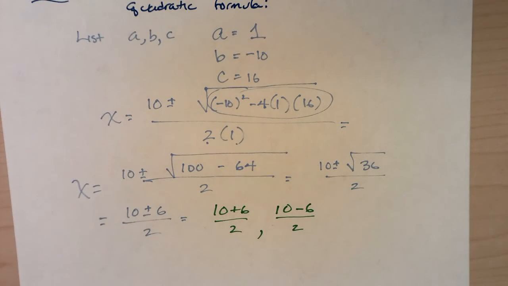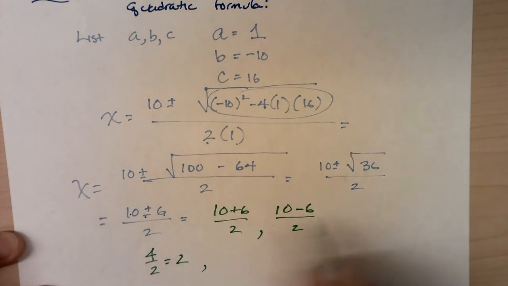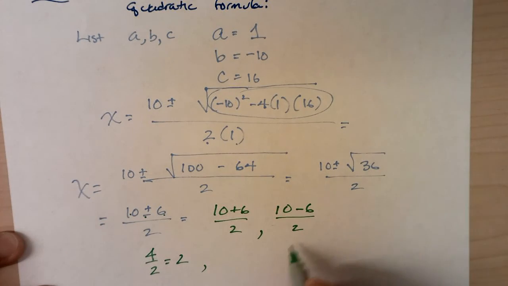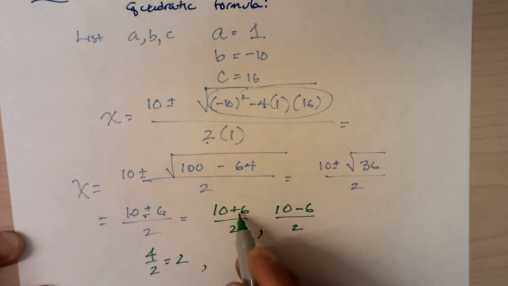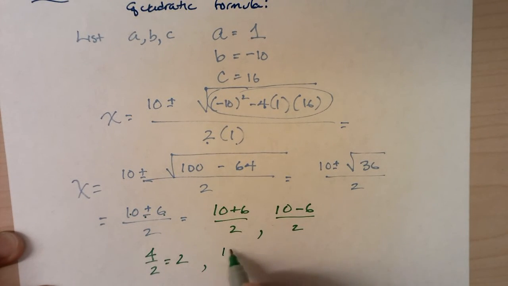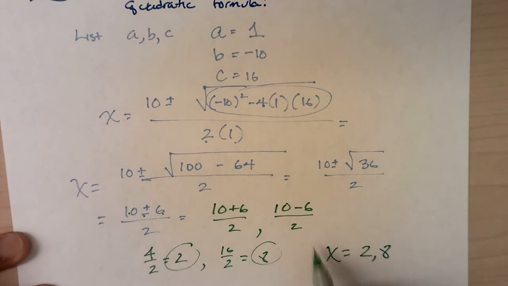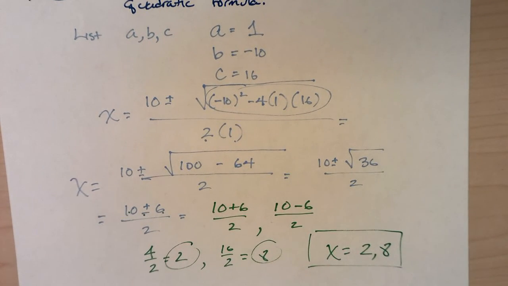10 minus 6 is 4 divided by 2, we'll simplify that, which is 2. That's one solution. The other is 10 plus 6, sorry, I did the minus one first. That should be 16 divided by 2, and that's 8. So we have our two solutions, 2 and 8. X is equal to 2, x is equal to 8 for our two solutions, specifically using the quadratic formula.